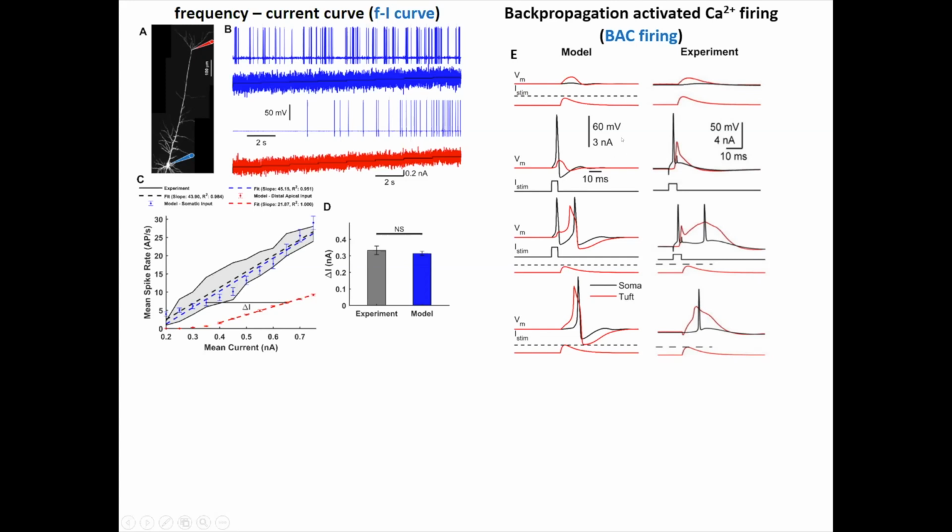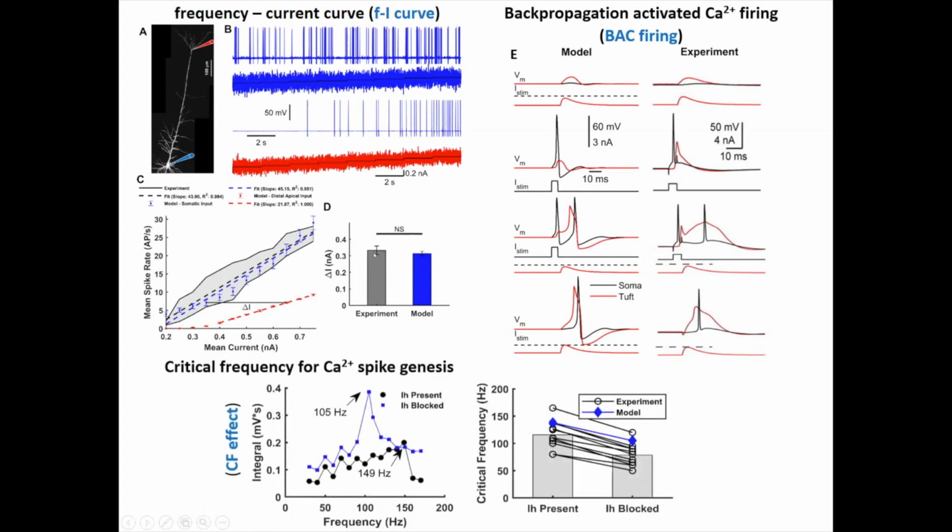And here you have model and experimental data next to each other. We have also been able to reproduce the critical frequency that this neuron needs to produce calcium in the dendritic tree due to action potentials in the soma. And also we have been able to reproduce the effect that blocking the cation current IH has on this neuron.